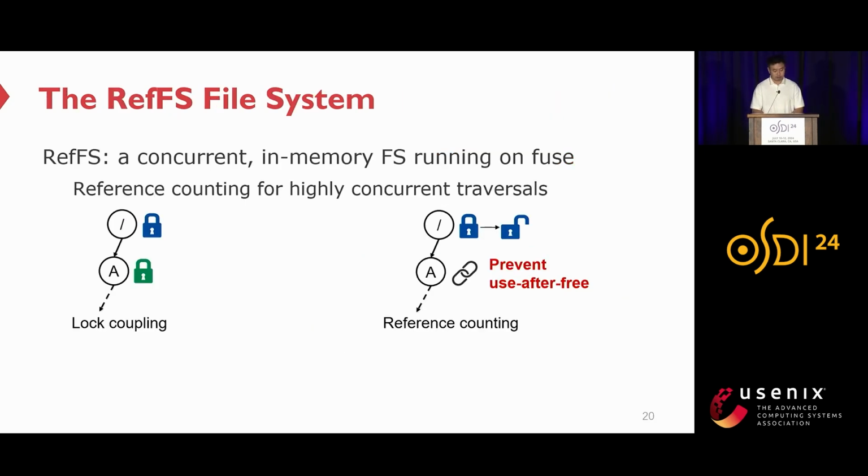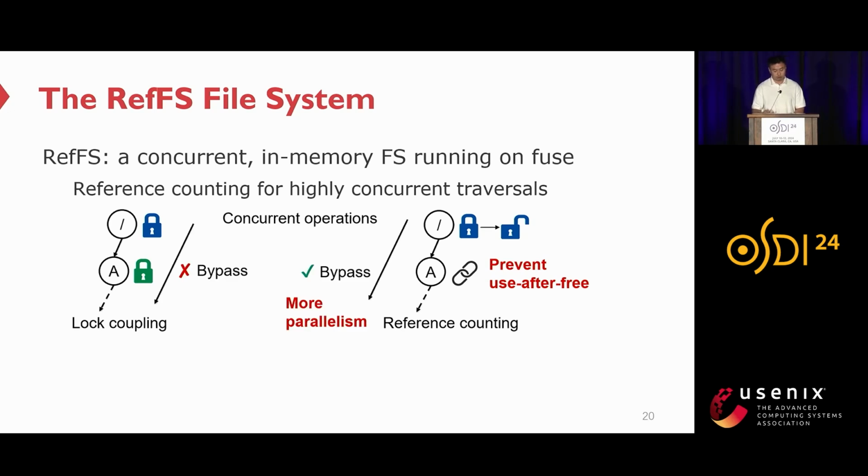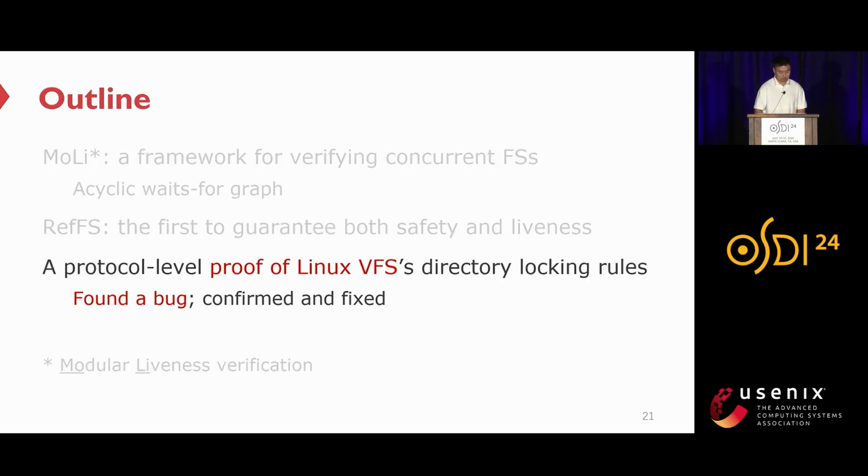With the layering strategy, we verify RefFS, which is a concurrent in-memory file system running on fields. RefFS leverages reference counting to achieve highly concurrent traversal. Simply speaking, reference counting prevents use-after-free by increasing a reference counter. Only when the counter becomes 0 can the resource be freed. Unlike lock coupling, this approach does not always hold a lock in hand, therefore allowing concurrent operations to bypass each other and creating more parallelism.